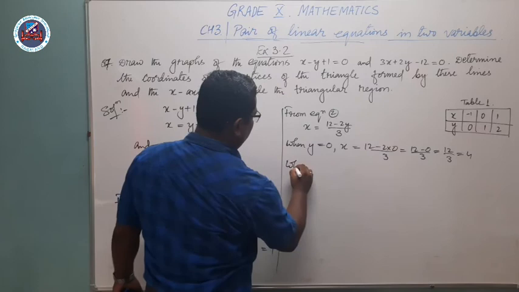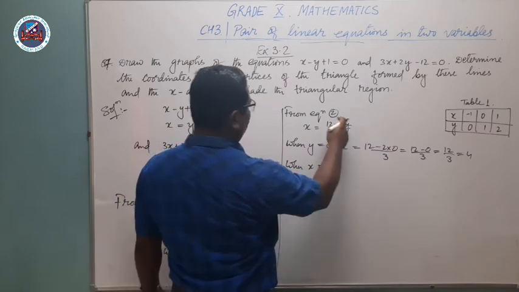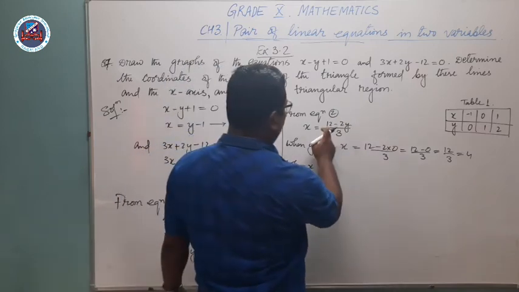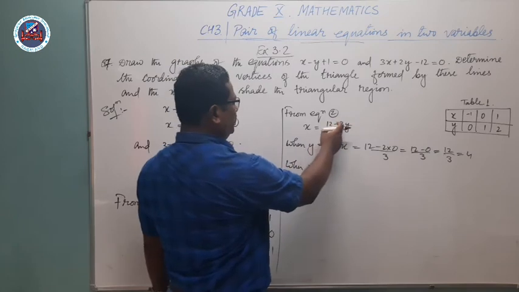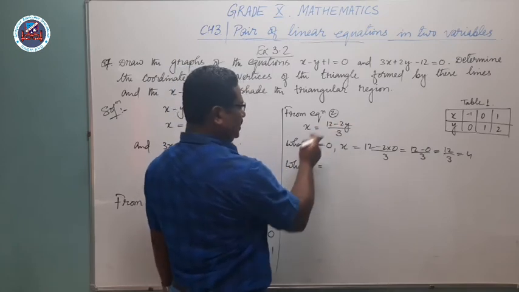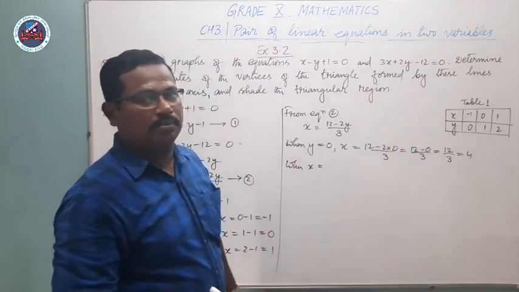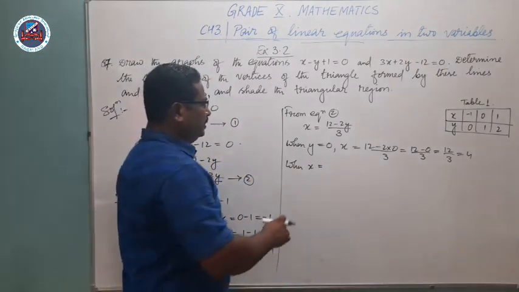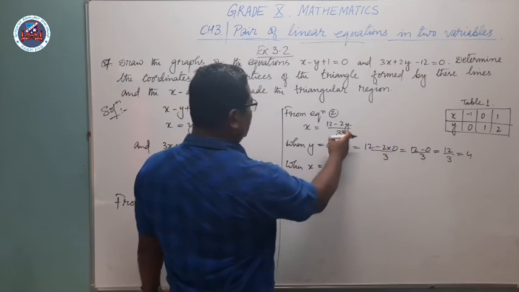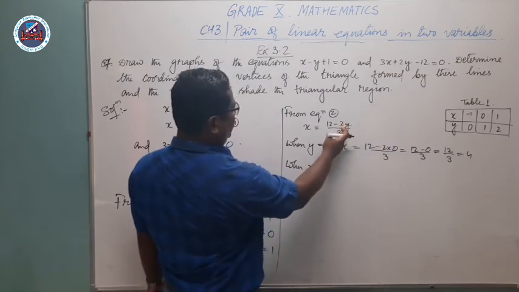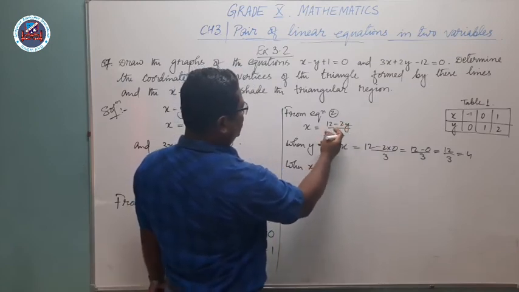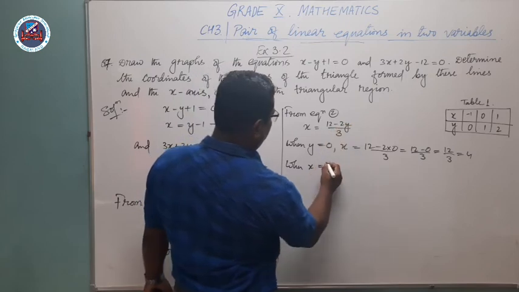Like that, when y is 1, if you take it, you will get 12 minus 2, which is 10. 10 by 3 cannot cancel; a decimal will come. Of course, in a graph you can take decimal values as well, but better not to if you have some other option. If I take y as 2, 12 minus 4 is 8. Let's take 3 here.